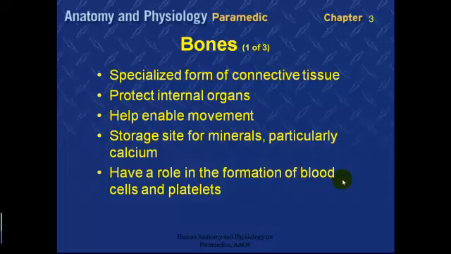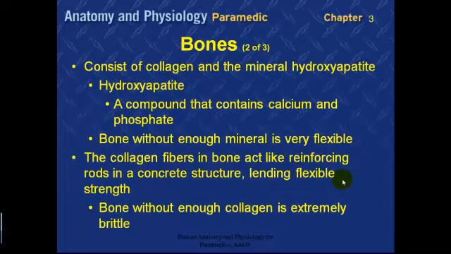Bones are a specialized form of connective tissue. They protect the internal organs. Of course, they enable movement, and they are a storage site for minerals, particularly calcium, and they have a role in the formation of blood cells and platelets. Your red blood cells are made in the bone marrow of some of your bones. That process is called erythropoiesis. We'll discuss that later in the unit dealing with the cardiovascular system.